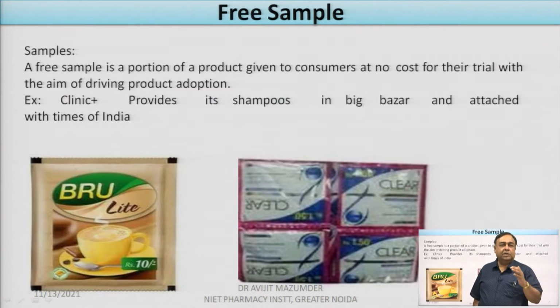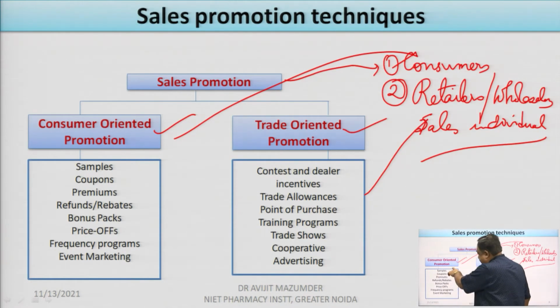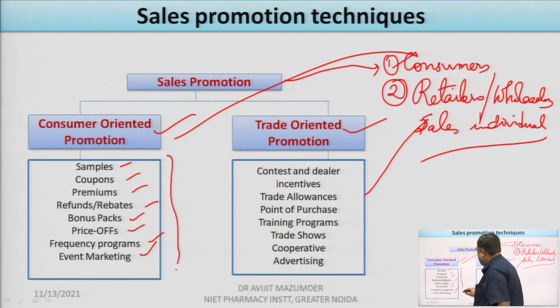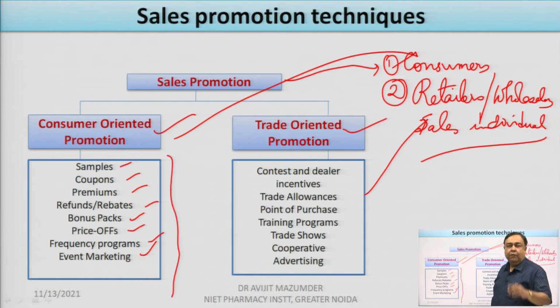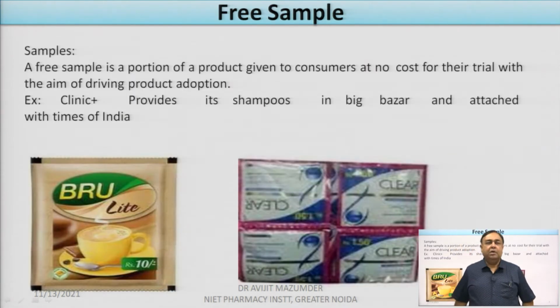Whatever we have written here, samples, coupons, premium, rebates, bonus pack, price off, frequency programs, event marketing, all are going to be discussed one by one with very common examples from your daily life. So, the first one is the samples.